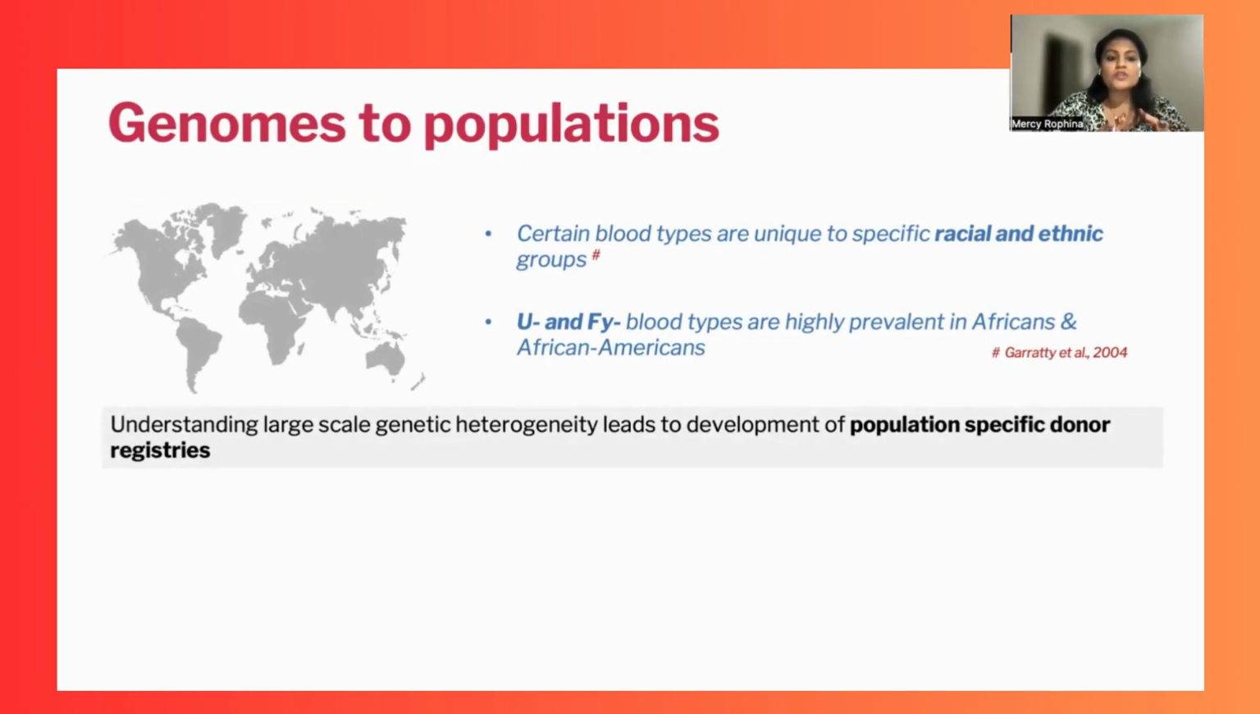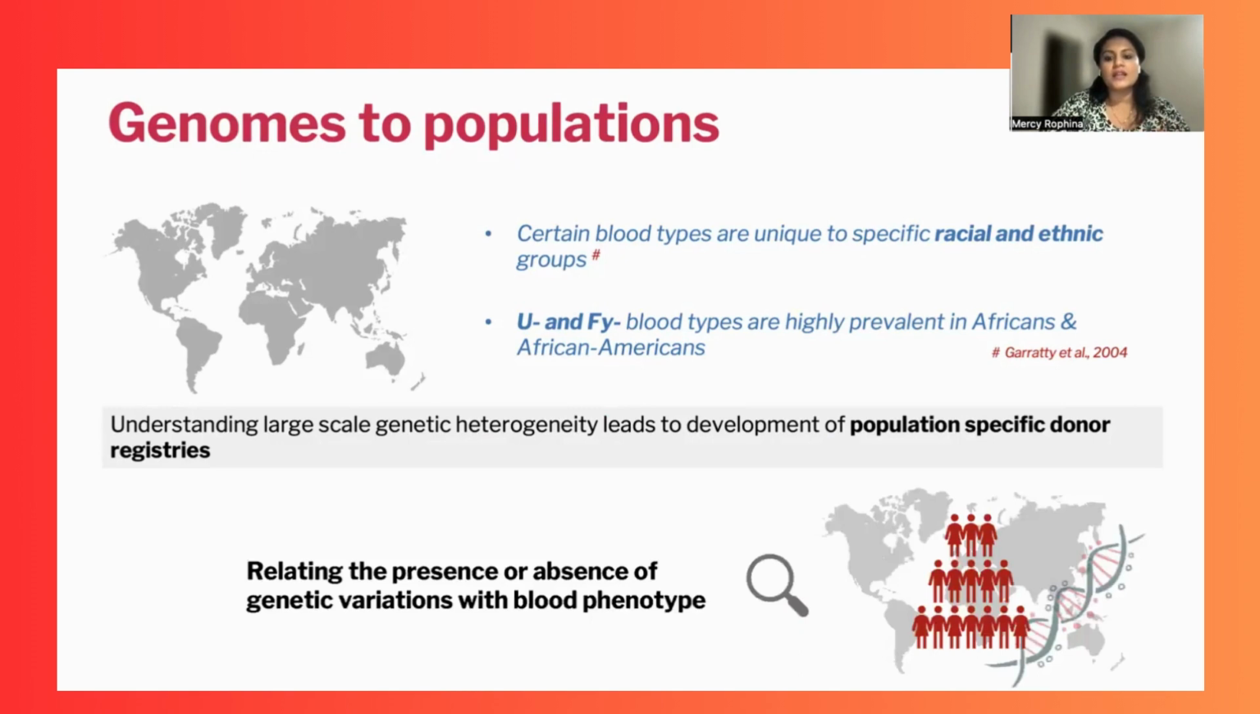It is very important to understand the large scale genetic heterogeneity of a particular population so that it could help us in the development of population specific donor registries. We would get an idea of which blood group is very prevalent in that particular population, so that it would stand as a foundation for developing the population specific donor registries.